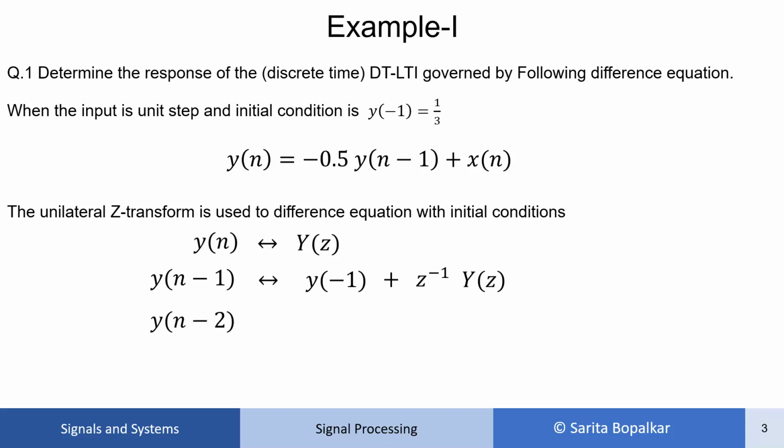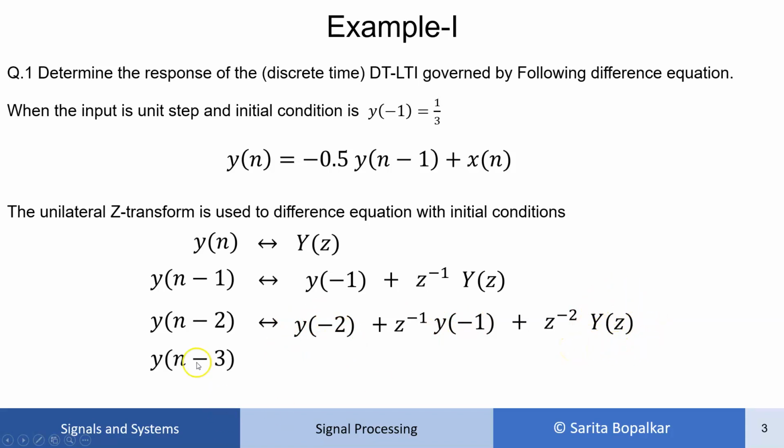Now suppose y of n minus 2. Here you have to start from y of minus 2 plus z raised to minus 1 y of minus 1 plus z raised to minus 2 y of z. Now check here, y is small here, that means it is the initial condition in the time domain. And here y is capital, meaning it is in the z domain.